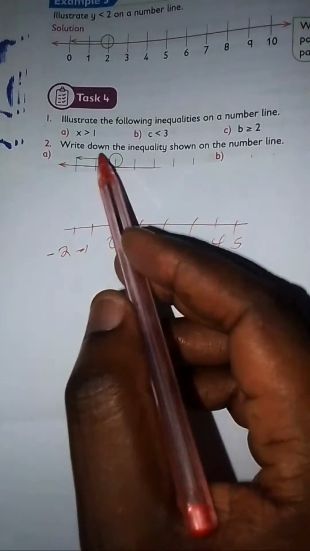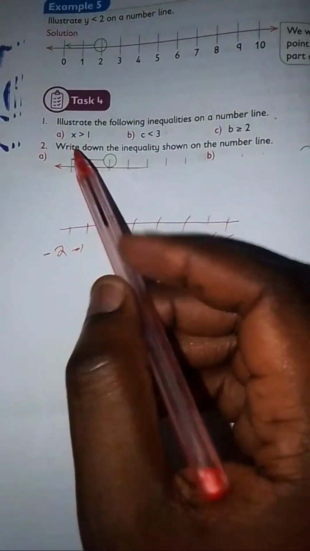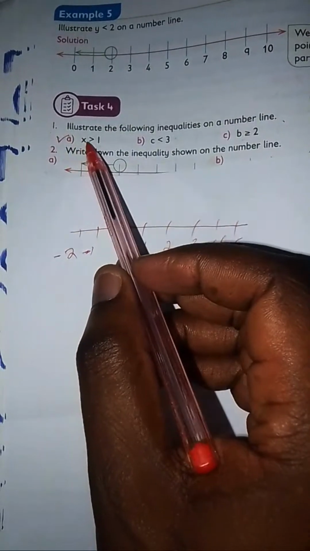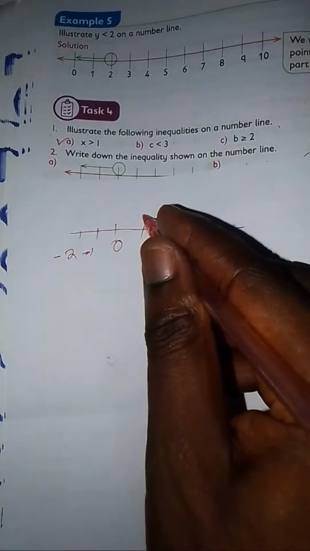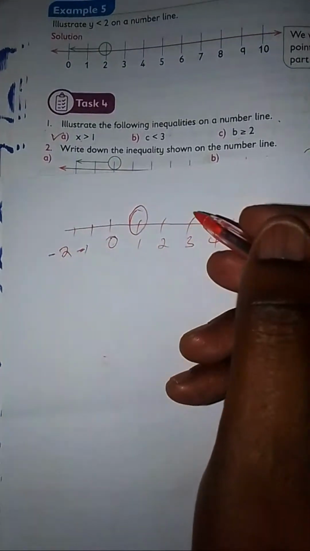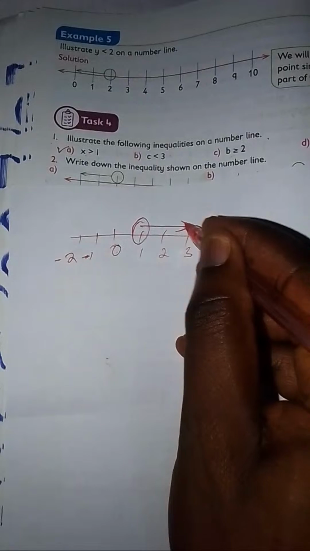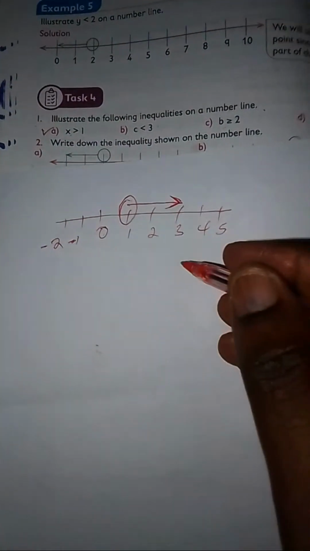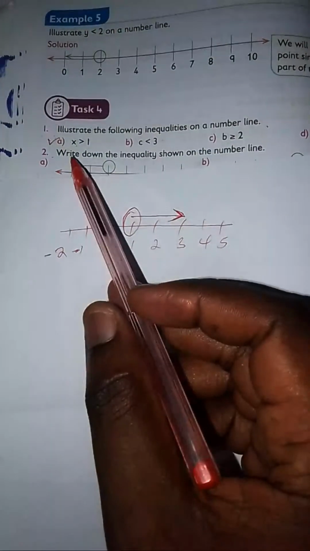So since this one is illustrate the following inequalities on a number line, part A, we are working out this part A. x is greater than 1. So we are going to see where 1 is. So since here is 1, we are going to circle where 1 is. Then we are going to draw an arrow moving towards the right to show that it is greater than. And this one now becomes the answer for Roman 1a.